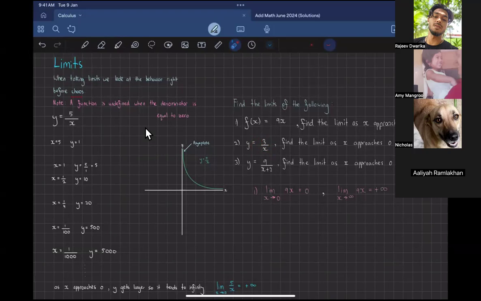Are you okay with that? So what do you think the limit as x approaches zero of 3 over x will be? Infinity. Right, it will be infinity.